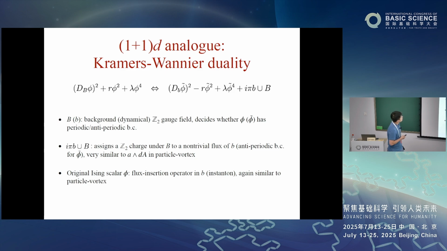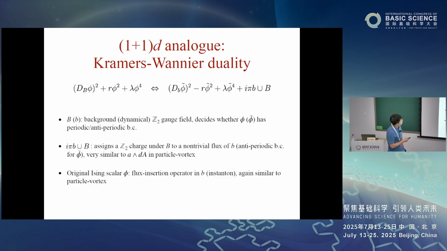In the simplest case, what this Z2 gauge field does is to tell you whether my scalar has periodic or anti-periodic boundary condition along various cycles. And this 2D Ising model has a famous Kramers-Wannier duality, if you like, the low temperature, high temperature duality that exchanges the ordered and disordered phases.